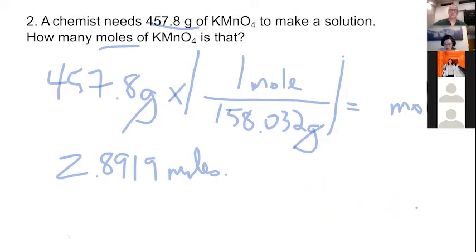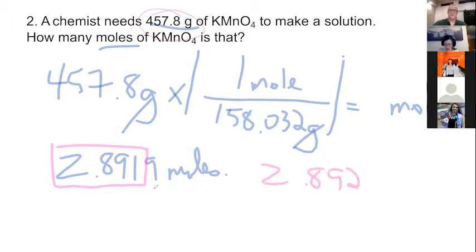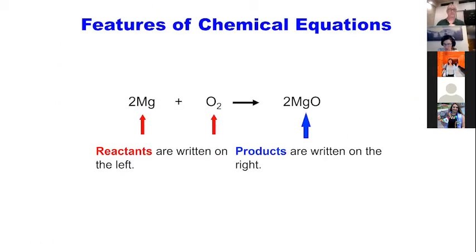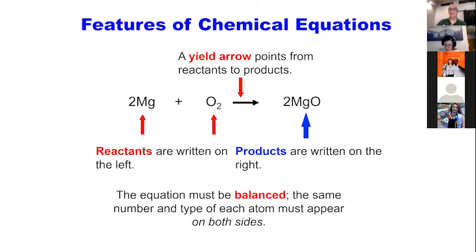No. What do I have to do? What's my final answer? Your sig figs. That's right. So how many sig figs should I report? 4. 4, right. There is 4 in 457.8. So I go 1, 2, 3, 4. And so what's my final answer? 2.892. Yeah, moles. Correct. Excellent. So these are fairly straightforward because we're just doing basically one kind of conversion. It gets a little trickier later.